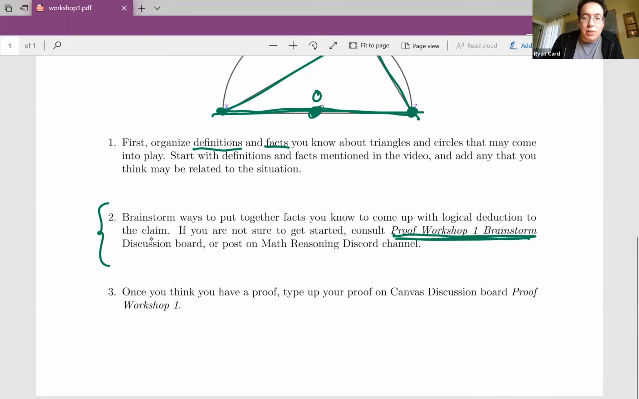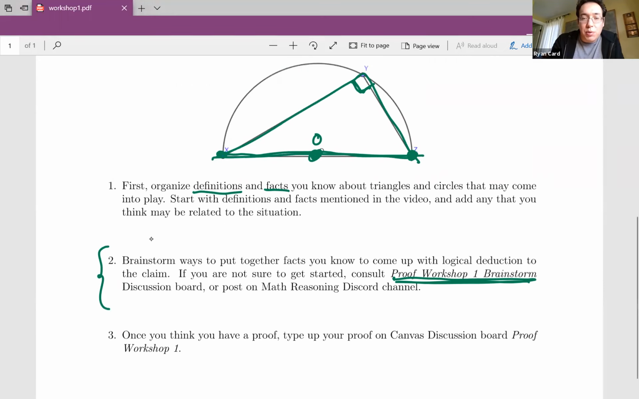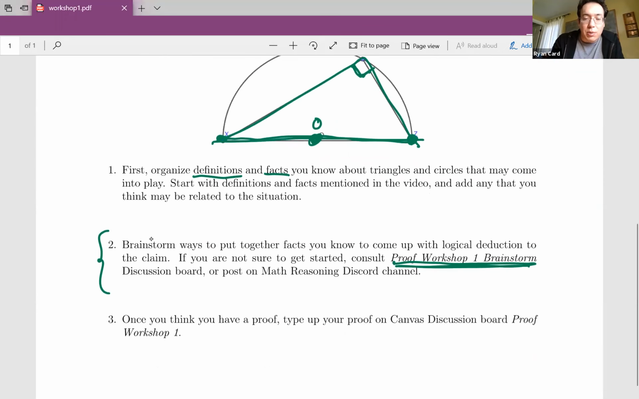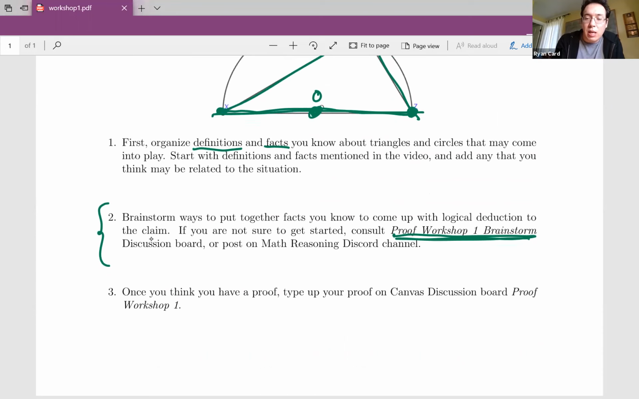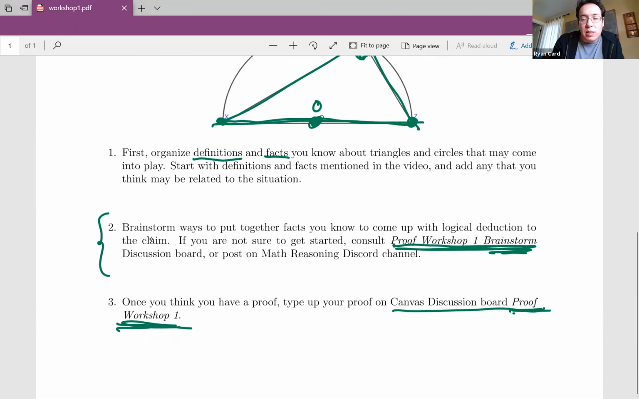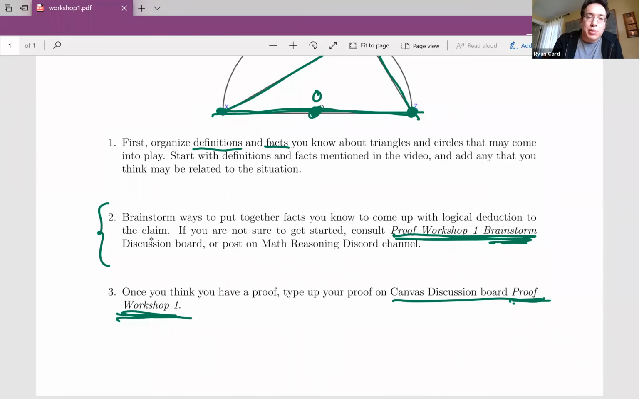Once you have a version of an argument which proves this claim, I want you to type it up and post it on the Canvas discussion board Proof Workshop 1. Unlike the brainstorm discussion board, the actual submission for your first draft is set up in such a way that you can't see other people's drafts until you post your draft. So it'll look like an empty discussion board until you post it, and then you get to see other people's.